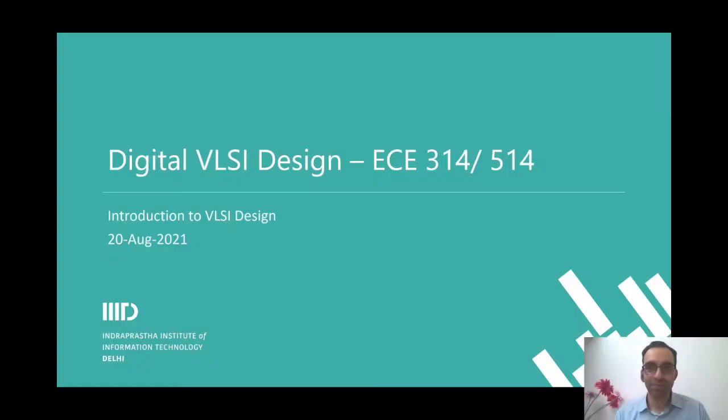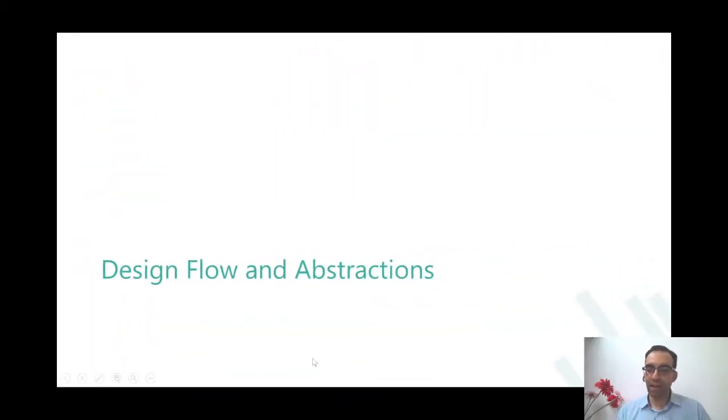The overall design flow. So chip design flow basically. So today we intend to cover chip design flow. Am I right? Yes, sir. And different abstractions linked to it.